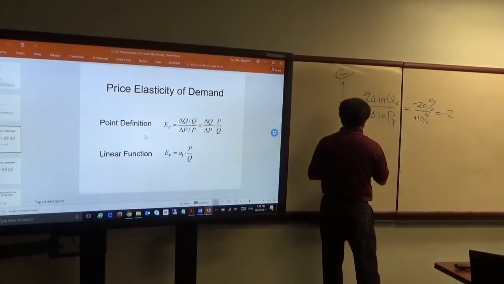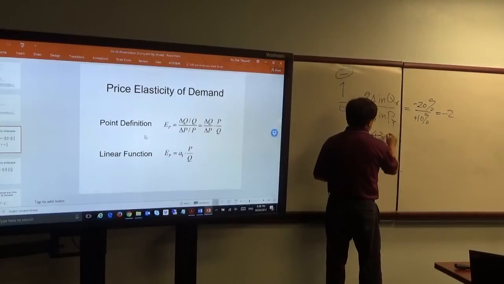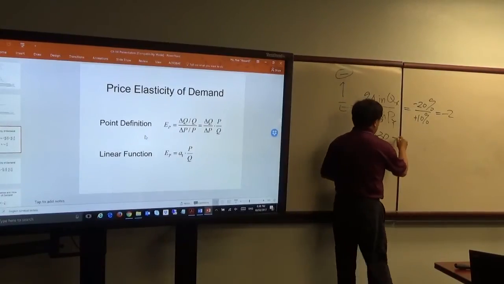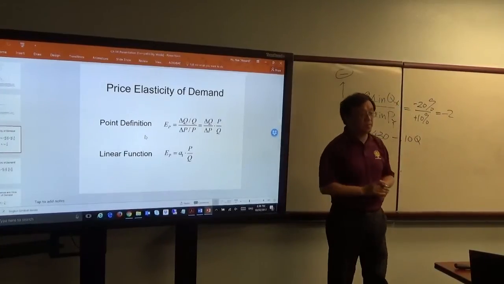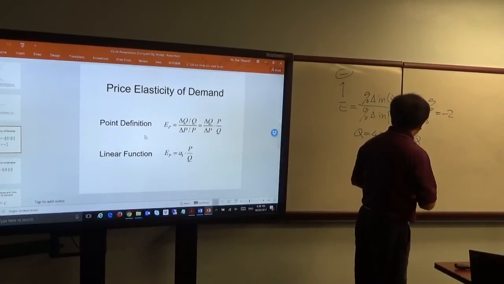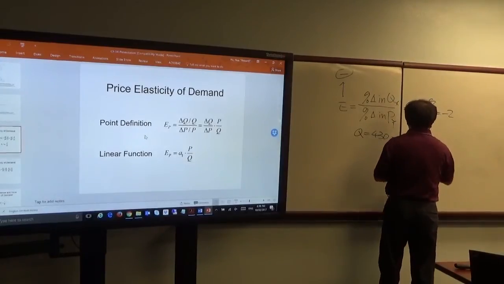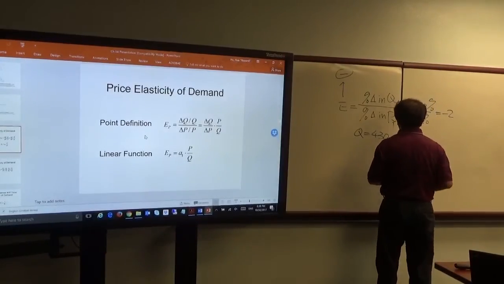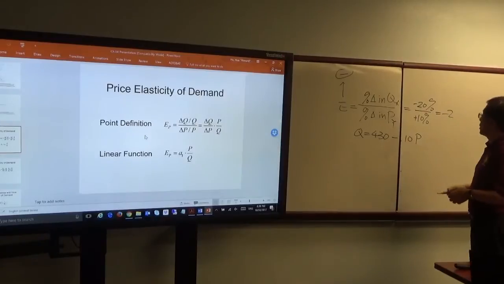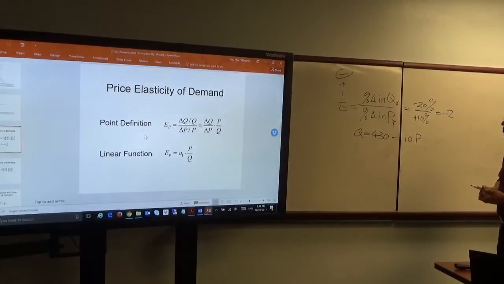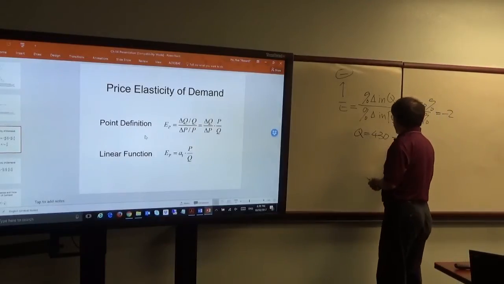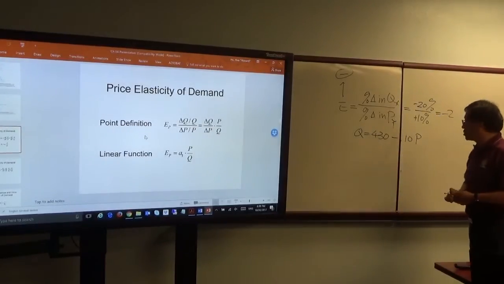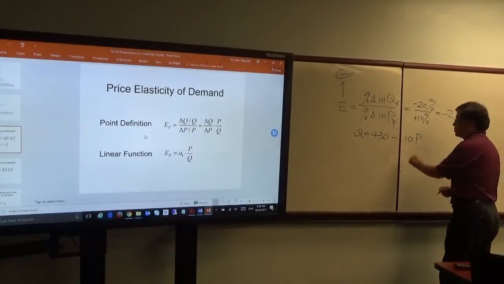Remember the function we just did? Quantity is equal to 430 minus 10 p cubed, right? So what is the point estimate? What's the point elasticity?